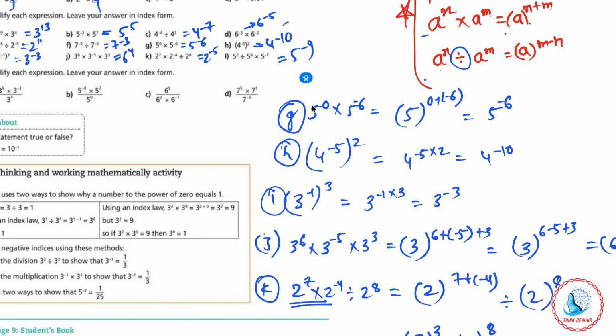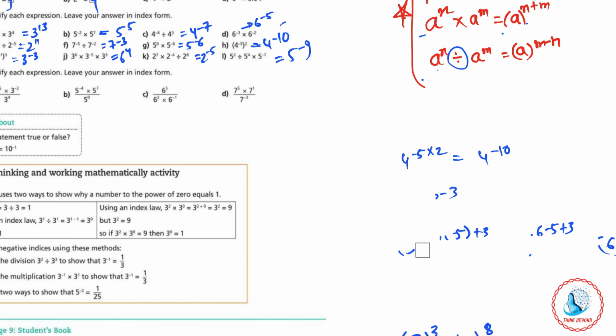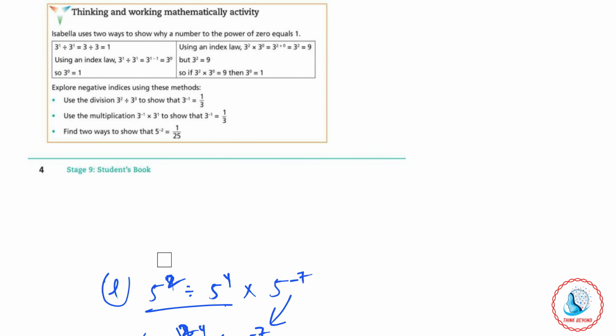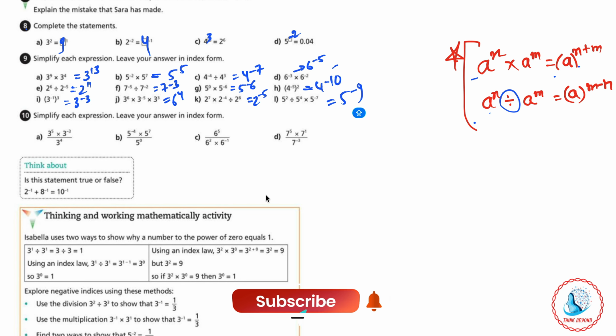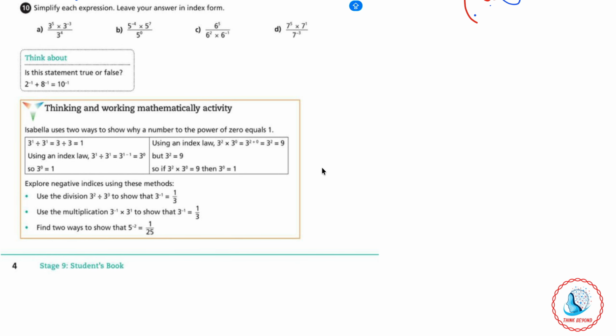Let me erase it. Okay, now let's come to question number 10. Question says simplify each expression, leave your answer in index form. Question number A is 3 raised to power minus 5, 3 raised to power 5, 3 raised to power minus 3, then 3 raised to power 4. You have to solve it.